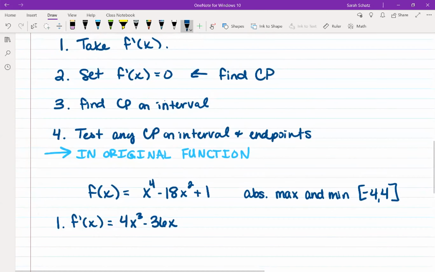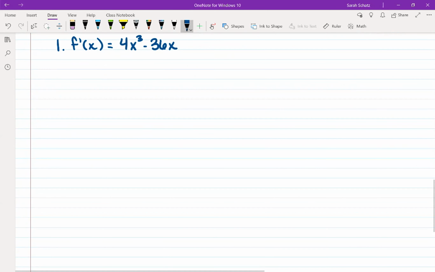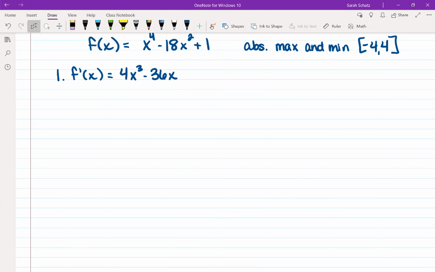Did I call that step 2? Yeah, so let's call this step 2, set it equal to 0. So say 0 equals 4x cubed minus 36x. Now, I know that the problems you've worked so far have usually started with a cubic, and then when you take the derivative, they're a squared function, and you do the factoring like reverse FOIL. This one's not like that, right?